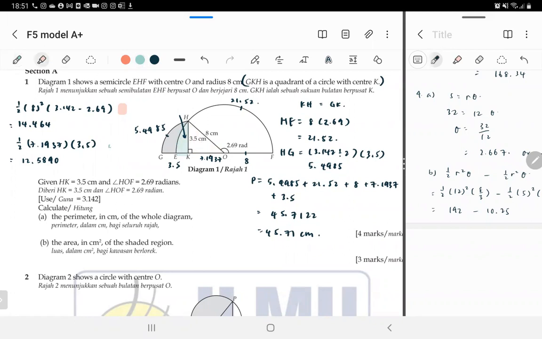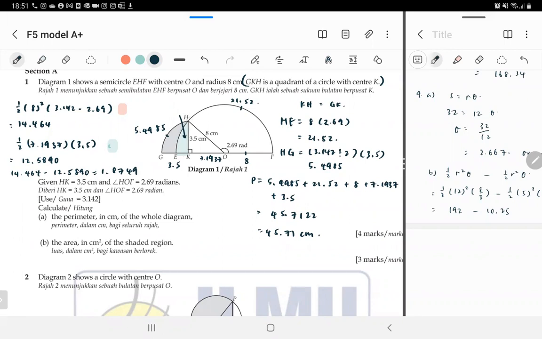Minus, it is 14.4642251 minus 12.5890, which gives 1.8749. Okay. Yeah.